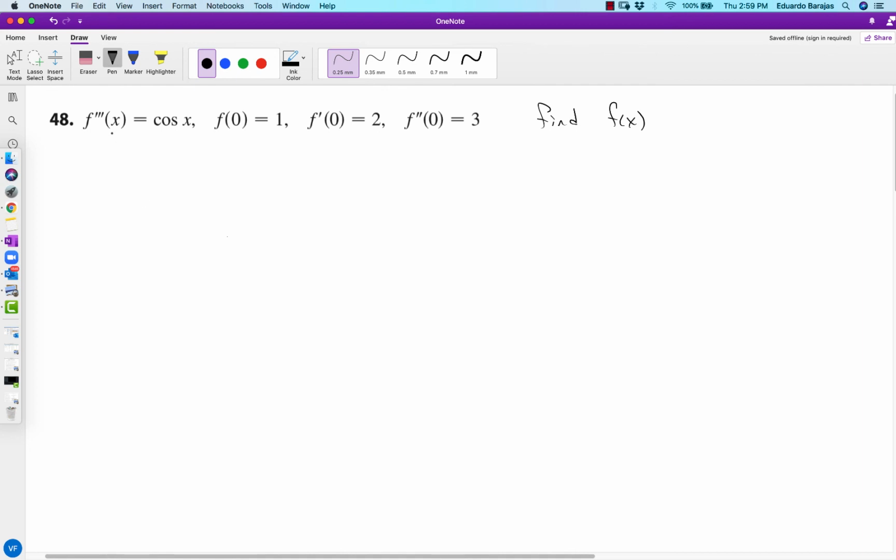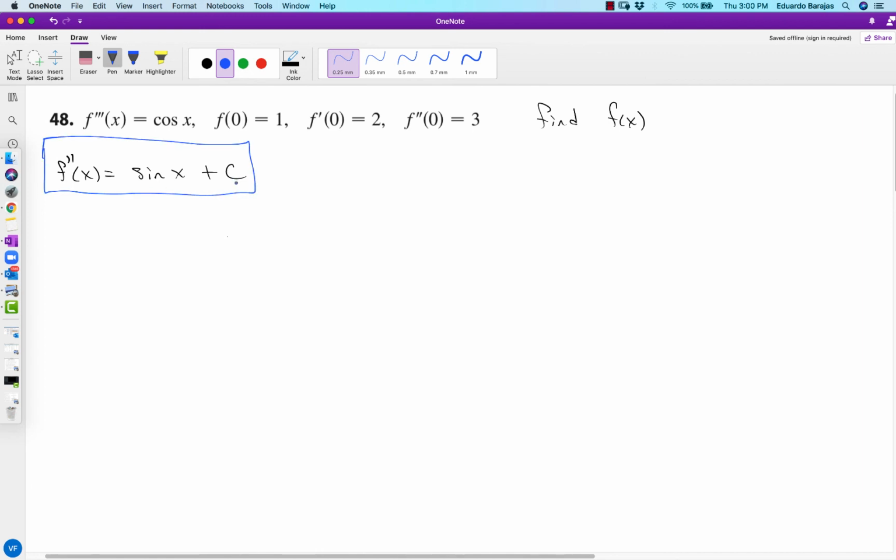Okay, so the boundary conditions, the values here, none of them involve the third derivative. So we can just jump right ahead and find our second derivative. So the second derivative is going to be equal to a function whose derivative equals cosine of x. Well, that's just going to be equal to sine of x, and plus some constant c. Okay, so there's our second derivative.